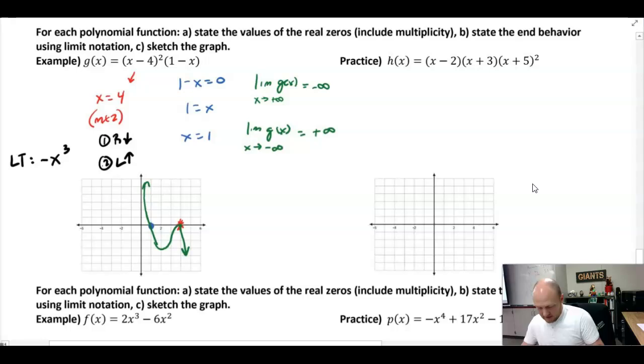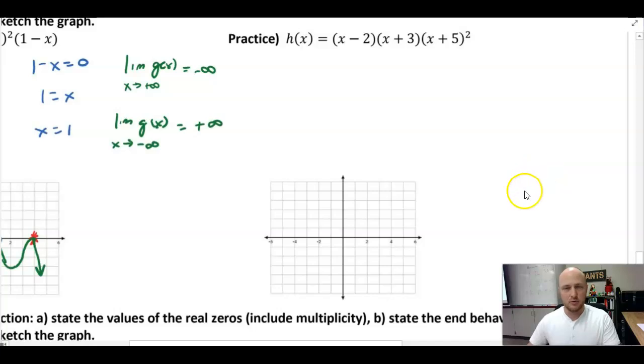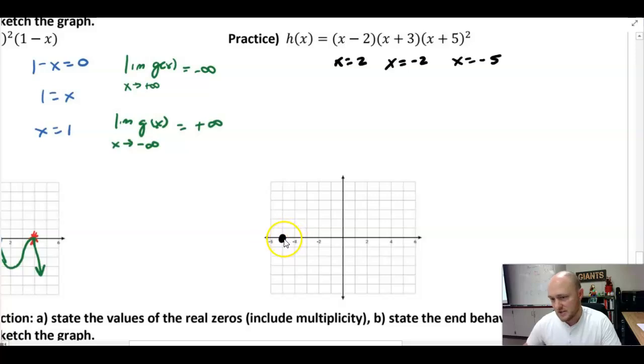All right, here is a practice problem. Please pause the video and try this example. All right, here's what your zeros should look like: 2, -3, and -5. We're going to have multiplicity at -5. For some reason, this looks like a 5. My students always mess this up. Make sure you're at -5 here. Then we're at -3 and a +2.